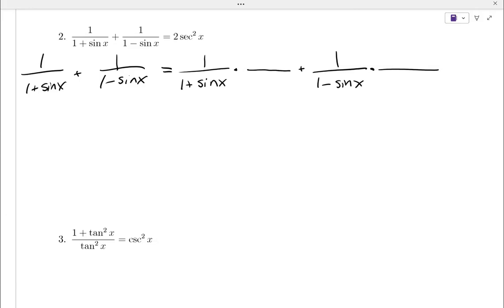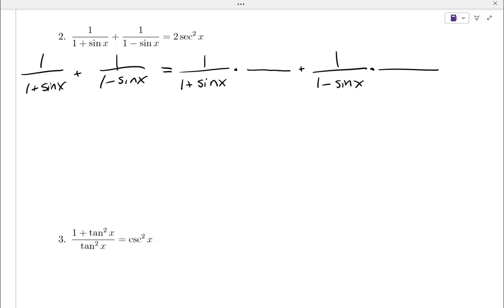Ready to talk about it? All right, now there's not a lot of substitution we can do. Everything's already in terms of sine, so changing everything to sines and cosines is not really helpful. And there's not a known identity to replace 1 plus sine x and 1 minus sine x with. Not a lot of place to start.